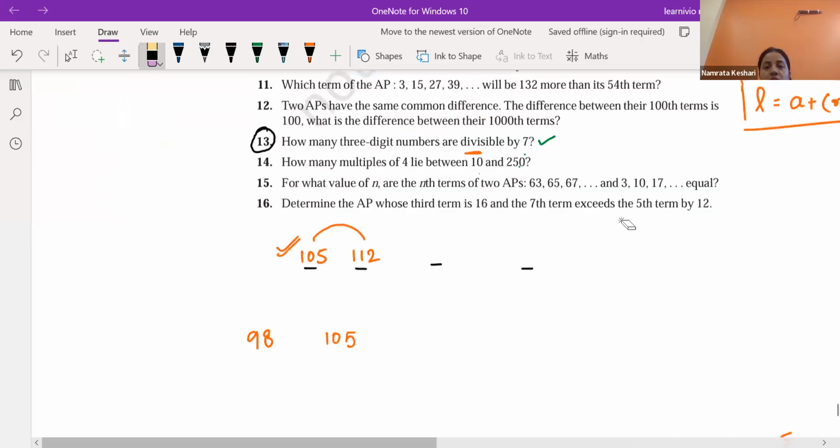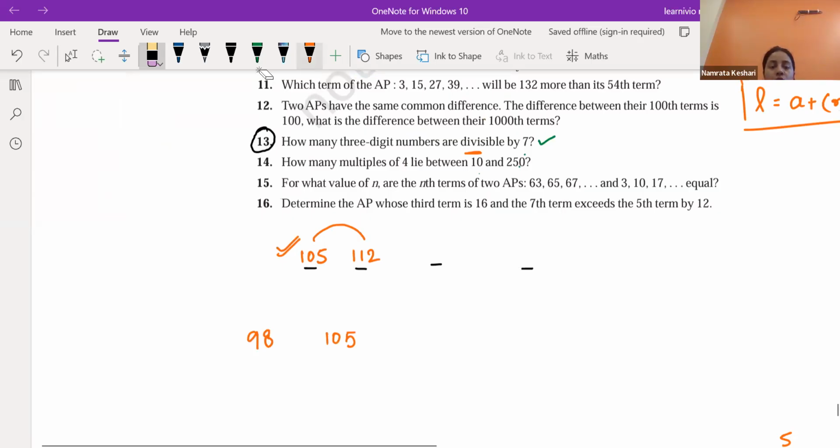Now the next question, number 15, says: for what value of n are the nth term of this AP and that AP equal? What is that n?